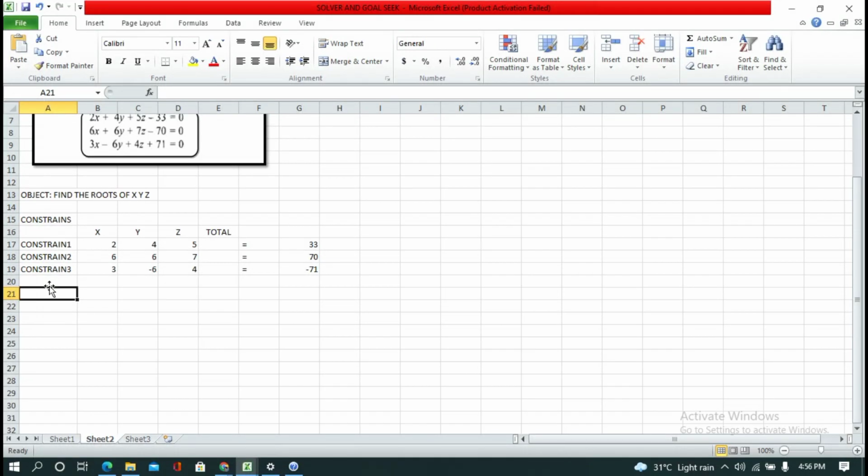So after establishing our constraints, we need to establish our decision variables. So we set the values of x, y, z to 1. So we have an initial value of 1 for x, y, and z.